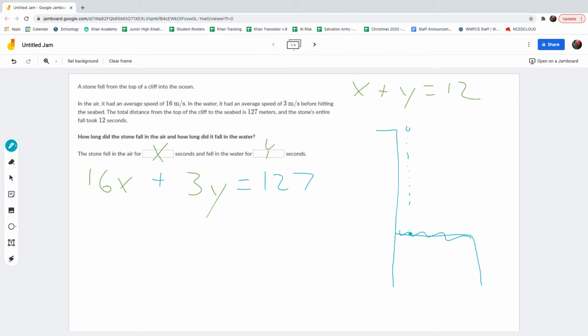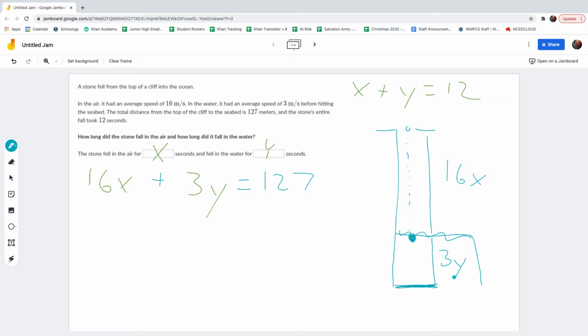And what it fell at a speed of 16 meters per second, but that distance that it fell from here to here is 16x. All right? When it hit the water, that stone that was right here started to slow down. And it slowed down to 3 meters per second. But that distance that it traveled from the top of the water to the bottom of the seabed happens to be 3y. All right? That's where this distance is coming from.